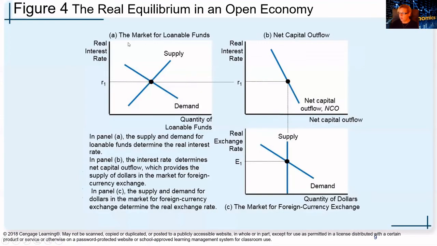So now hopefully you can look at this, read through it, and understand what each panel means. And just remember that net capital outflow is really the link between the quantity of loanable funds domestically and the market for foreign currency exchange, or the real exchange rate. Hopefully that helped clear up any confusion you might have between Objective 2 and Objective 3.